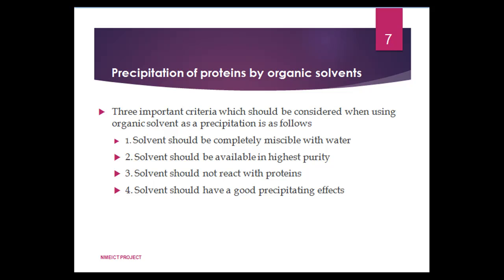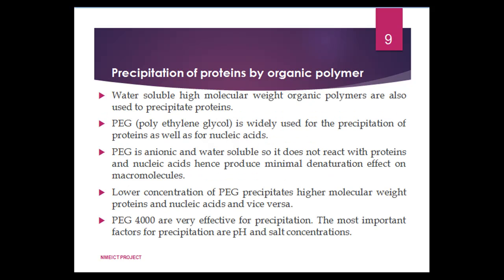Another agent which we can use for the precipitation is the organic polymers. Water-soluble, high molecular weight organic polymers are used to precipitate protein. PEG, that is polyethylene glycol, is widely used for the precipitation of proteins as well as for nucleic acids. Chemically, PEG are linear polymers of ethylene glycol.